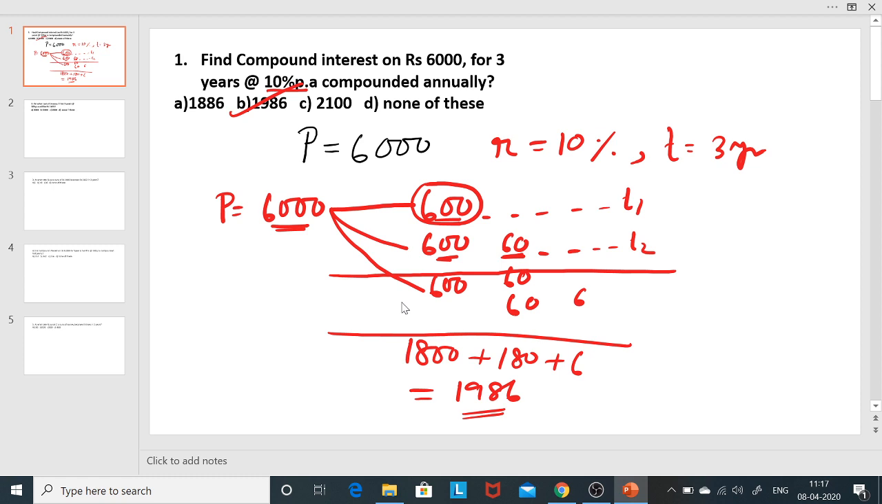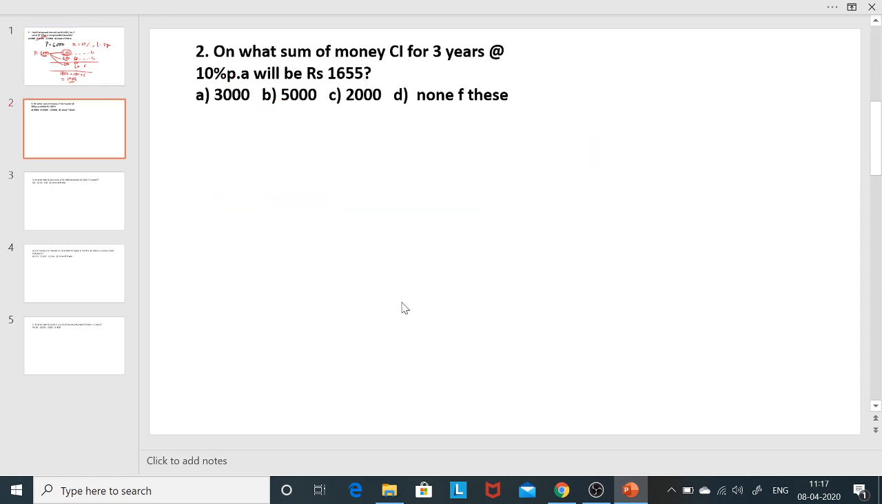So I hope you have understood question number 1. Now coming to question number 2. In question number 2, you see: on what sum of money will the CI for 3 years at the rate of 10% per annum be 1655? So this is your question. Take 20 seconds to try and solve this question, then I will answer.